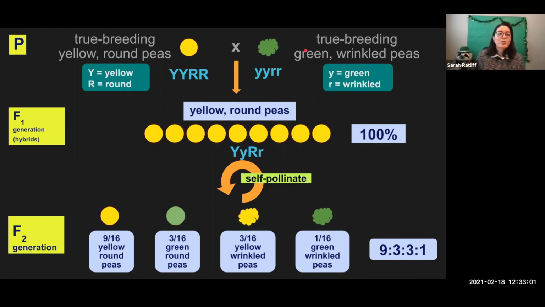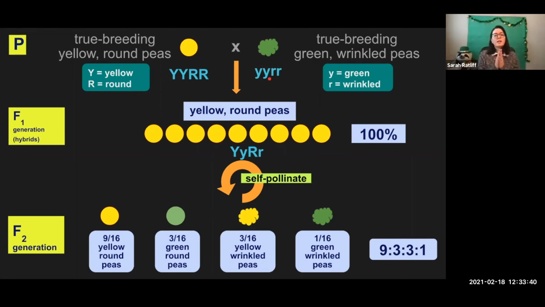On the other side, we have a true breeding green and wrinkled pea. We cannot change the letters. We can only change the capitalizations, which is why we don't have G for green and W for wrinkled. We have to stick with the letters we chose for our dominant traits. Lowercase letters are for our recessive traits. In this case, those recessive traits are the color green and the wrinkled texture shape. Because they're recessive, they need to be homozygous. Little y for green, little r for wrinkled.